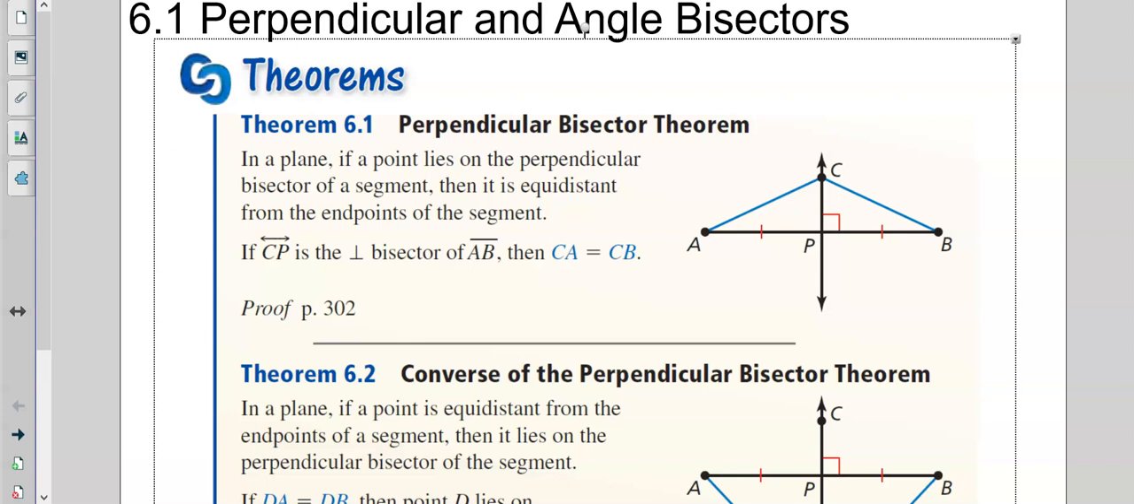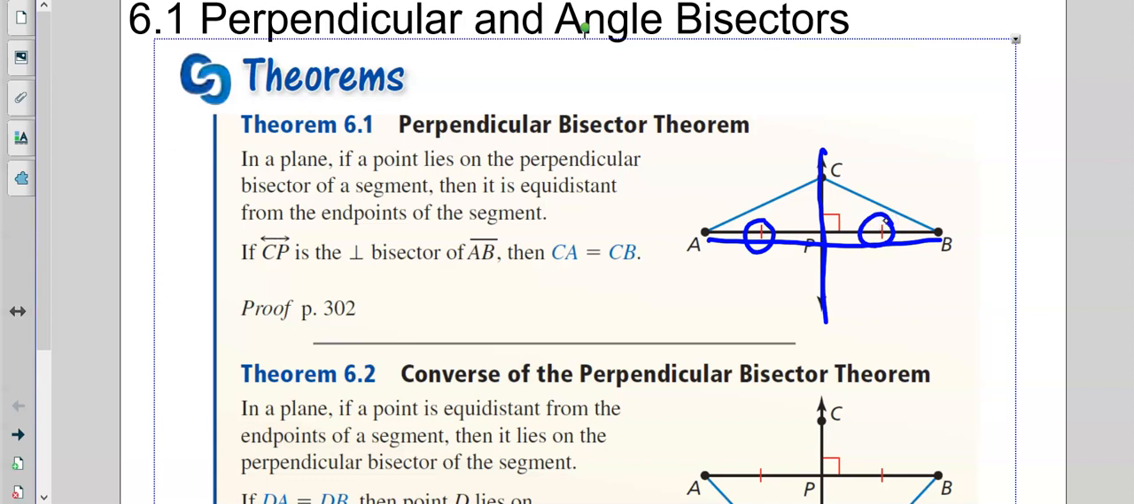All right, Unit 6. Lesson 1, we're going to be talking about perpendicular and angle bisectors, which is nothing new in a way. We've talked about bisectors before, all right? But now we're going to add some flavor to it. So a perpendicular bisector, what that's doing is, so we have AB here. This is a segment, AB. Well, this line, if you notice, is cutting it in half, 2 equal pieces.